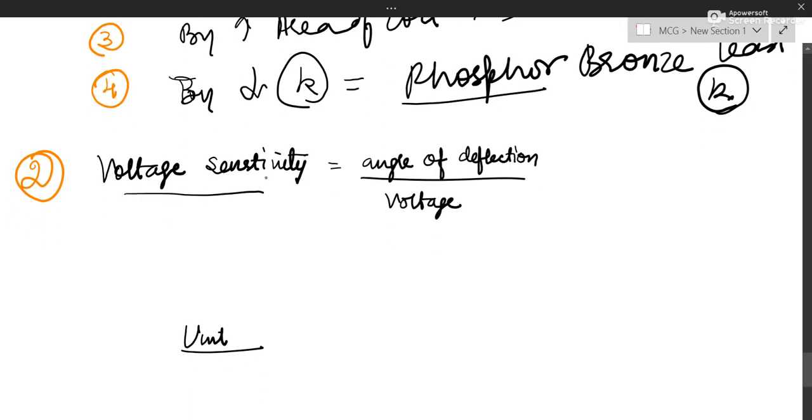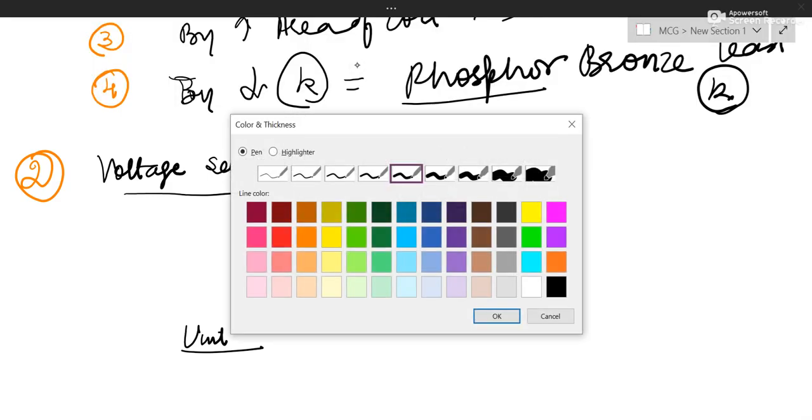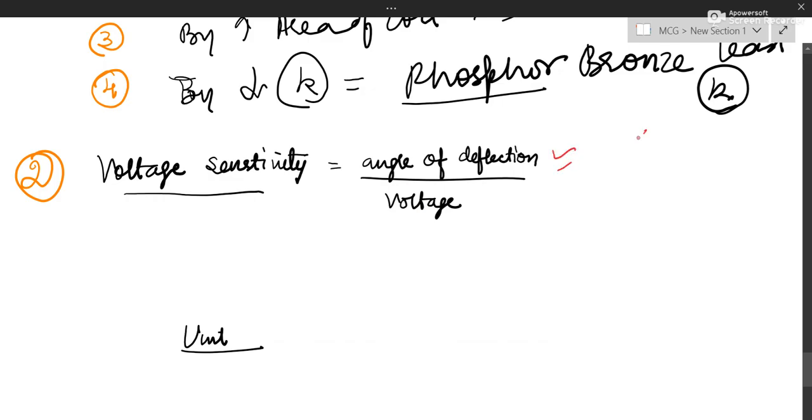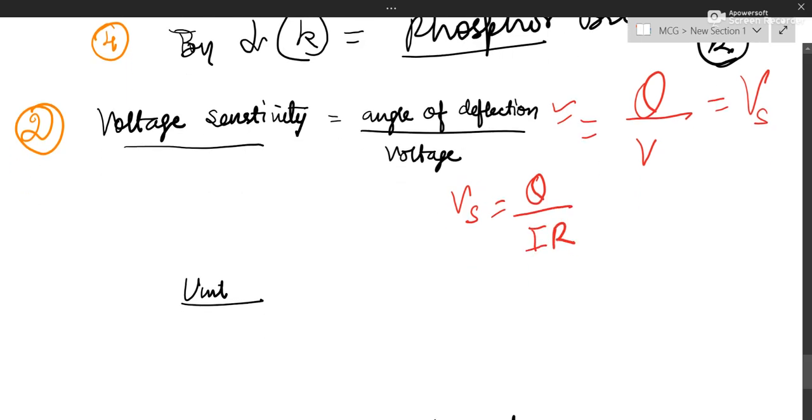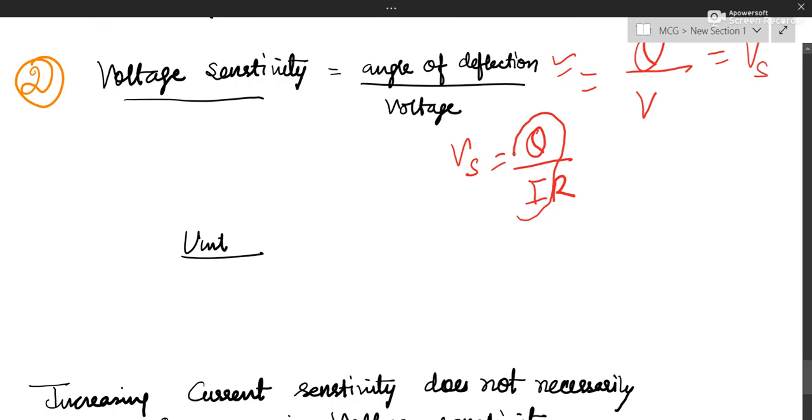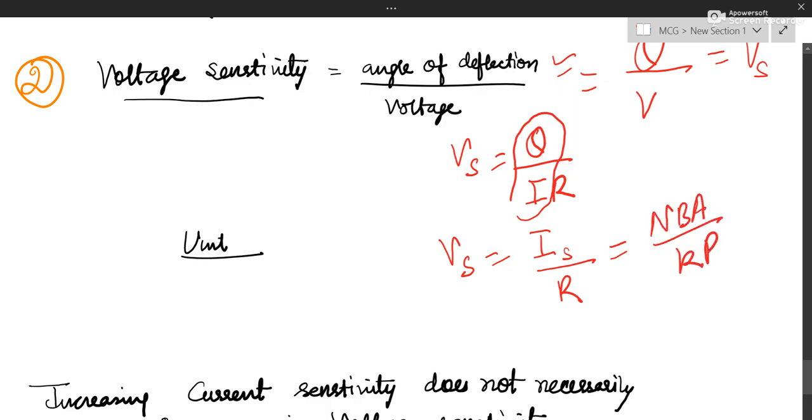So now coming to voltage sensitivity. Voltage sensitivity is just like current sensitivity only. How much deflection you are producing for a given voltage. So voltage sensitivity formula is theta by V. Now V can be written as I into R. Just now you have seen that this is current sensitivity. The voltage sensitivity can be written as current sensitivity upon R, and current sensitivity just now you have seen it is NBA by K. So the final formula of voltage sensitivity is this.